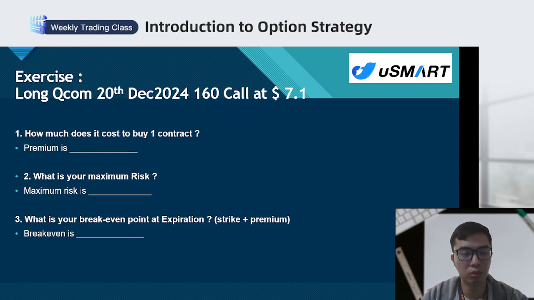So what is your break-even point at expiration? We will buy the strike price 160 call option. What is the break-even price for us to start earning profits? We need to wait for the stock price to move past the strike price plus the premium, and only then do we get the break-even stock price. So if you have the answer, it will be 160 plus 7.1. The stock price must pass 167.1 for us to start profiting.